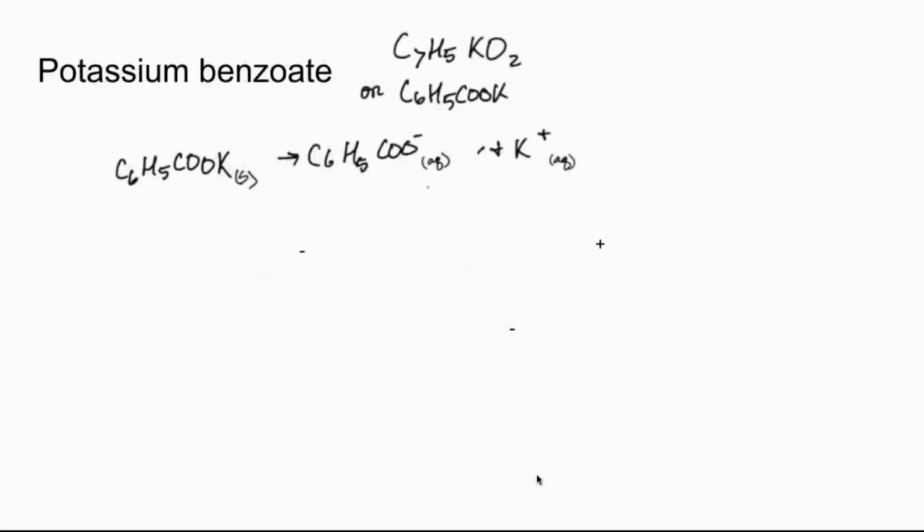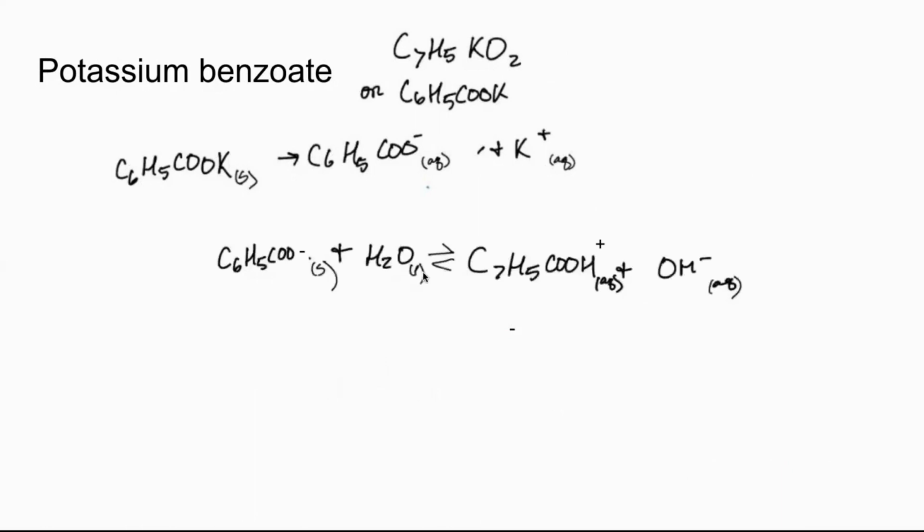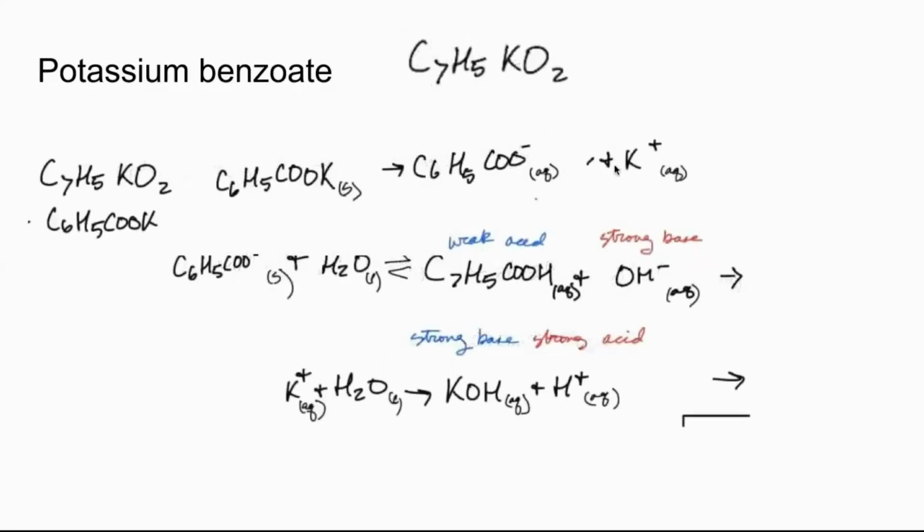So then next we have potassium benzoate, and these are just two ways to write it. So then we react this out, separate them. We get the benzoate and react it with water to form benzoic acid and hydroxide, and then we take the potassium, react that with water to form potassium hydroxide and hydrogen, and then we can see that the benzoic acid is a weak acid, and hydroxide is a strong base.